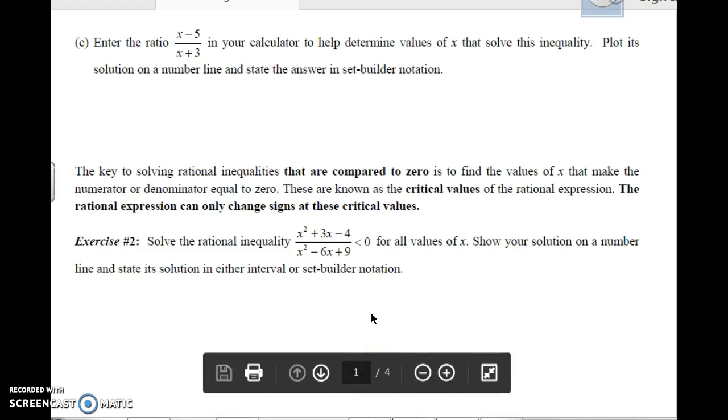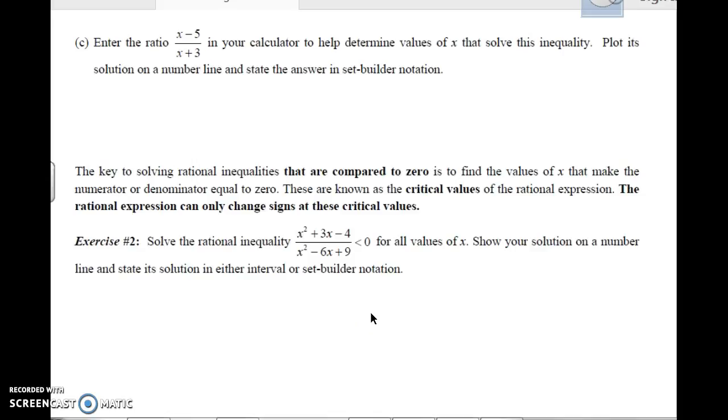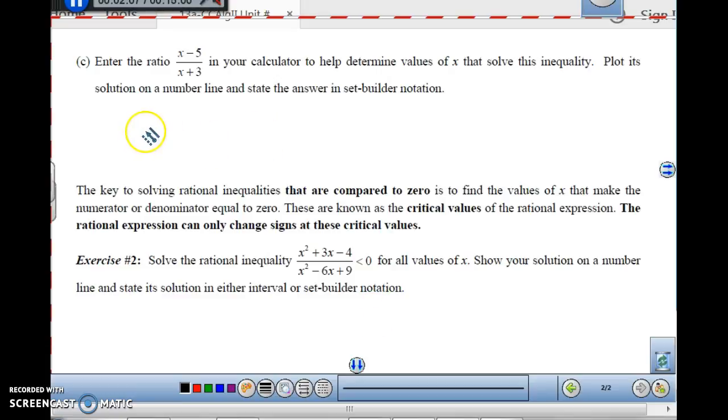All right, so before we enter this in the calculator to look at the values, let's plot what we know so far. We have found two critical values. We know that x minus 5 over x plus 3, if x is equal to 5, it makes it 0. So one of my critical points is going to be 5. So 5 is right here, and it will be included in my inequality. Now, x plus 3 makes this undefined. The value of x equals negative 3 makes it undefined. So negative 3 will also be a critical point, but it is not included.